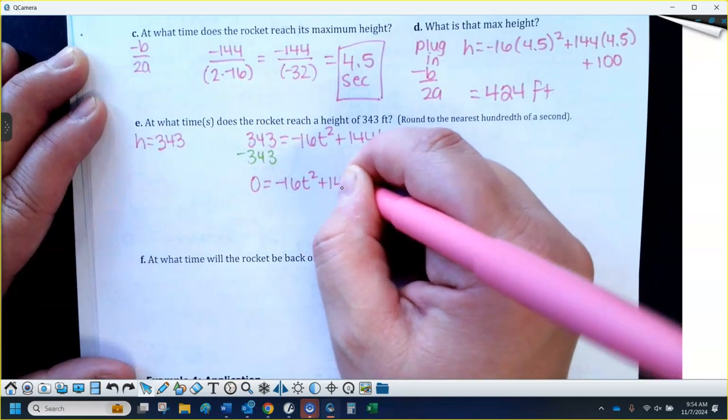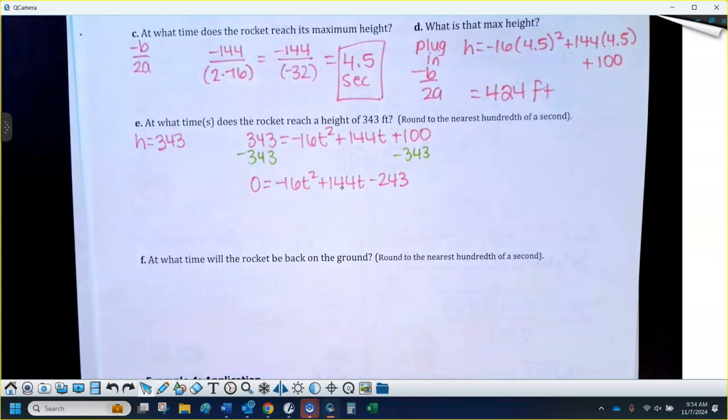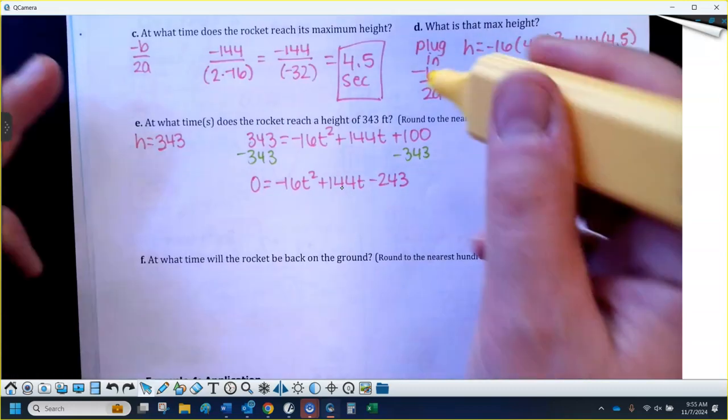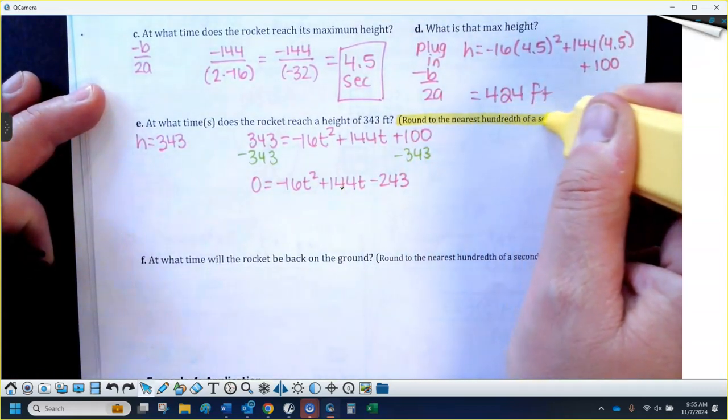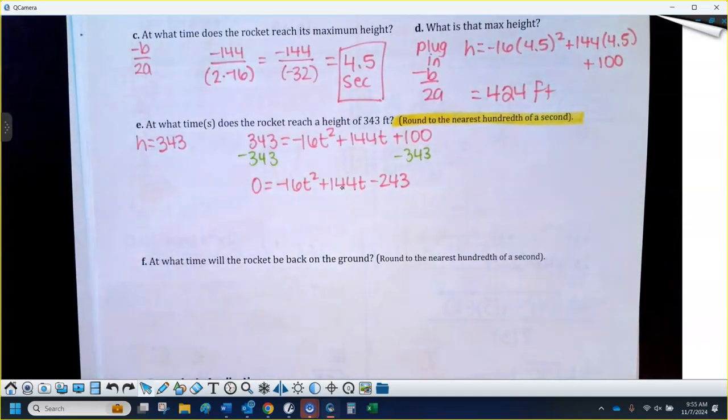I know these numbers are a lot larger than what we were working with on the front, but we can just use the quadratic formula on this. The key is you've got to make sure you plug in the height that they wanted, which was the 343, and it's going to get subtracted from that initial height, which is the 100. Now, this is going to be really nice for us. It just says we want to round to the nearest hundredth of a second. So that tells me I don't have to break down a radical or anything under the quadratic formula. We're just going to type it into the calculator.